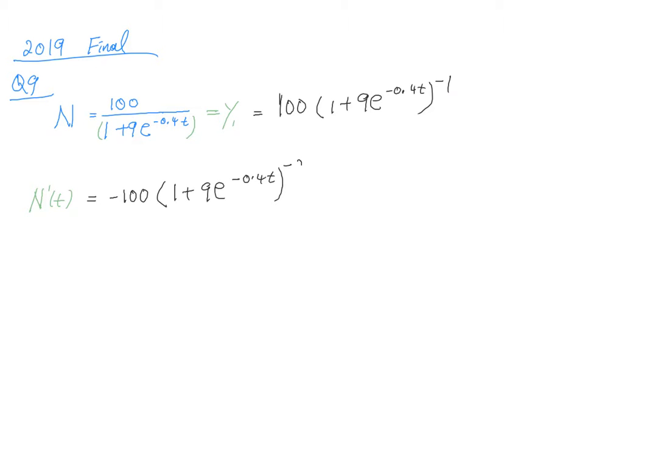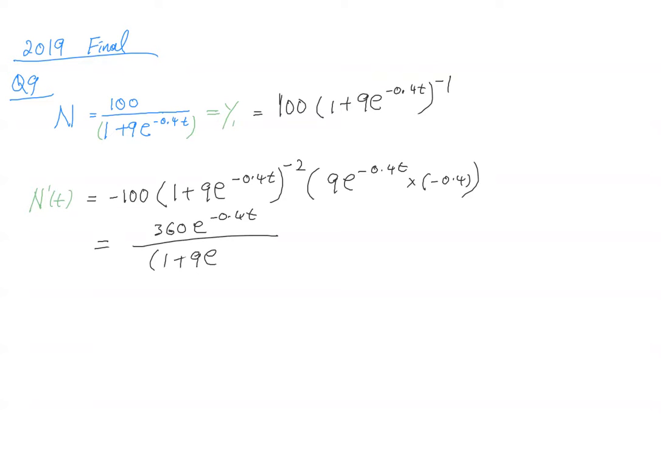Power take away 1. Copy down the whole thing, times by the derivative of the power of the e. So you get 360 e to the power of negative 0.4t, the whole thing divided by... So there is no stationary point, correct? Okay, so I just make sure I show that. Okay, done with that.